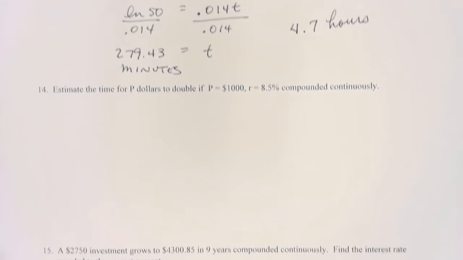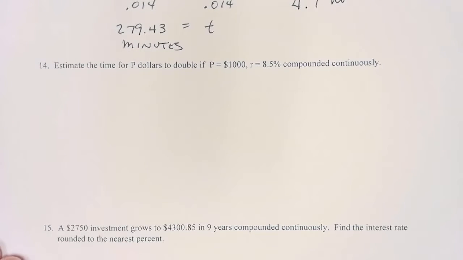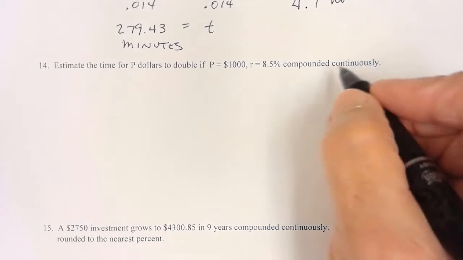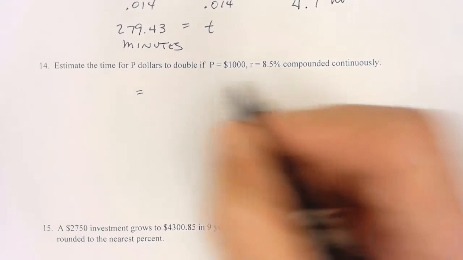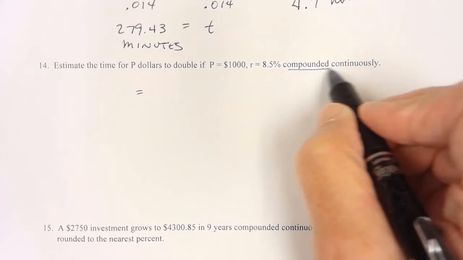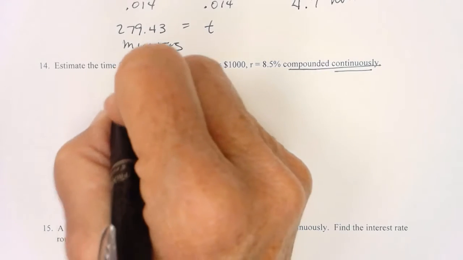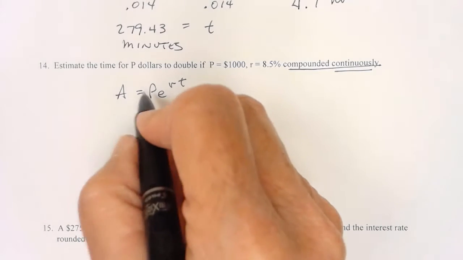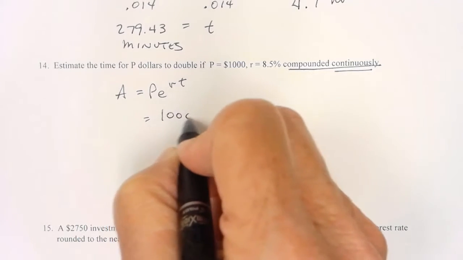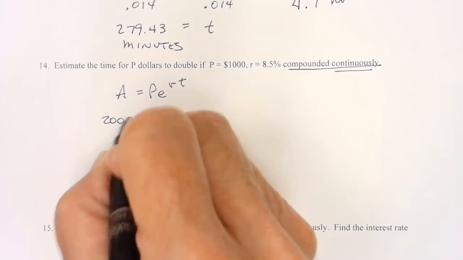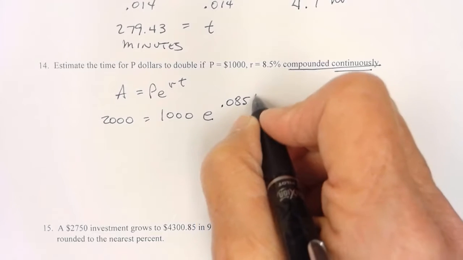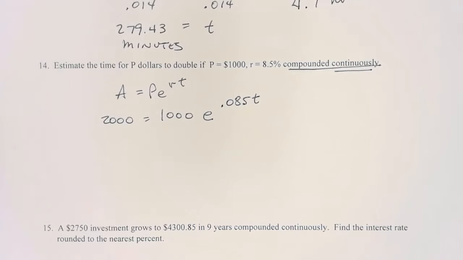In the next problem, estimate the time for P dollars to double, if P is equal to 1,000, and your interest rate is 8.5% compounded continuously. Well, the one thing you need to know here is which compounding formula, and it's the continuous. Remember, I call that the shampoo formula. My investment was 1,000 and I want it to double. Interest rate has got to be in decimal. Sort of looks like the bacteria a little bit earlier.